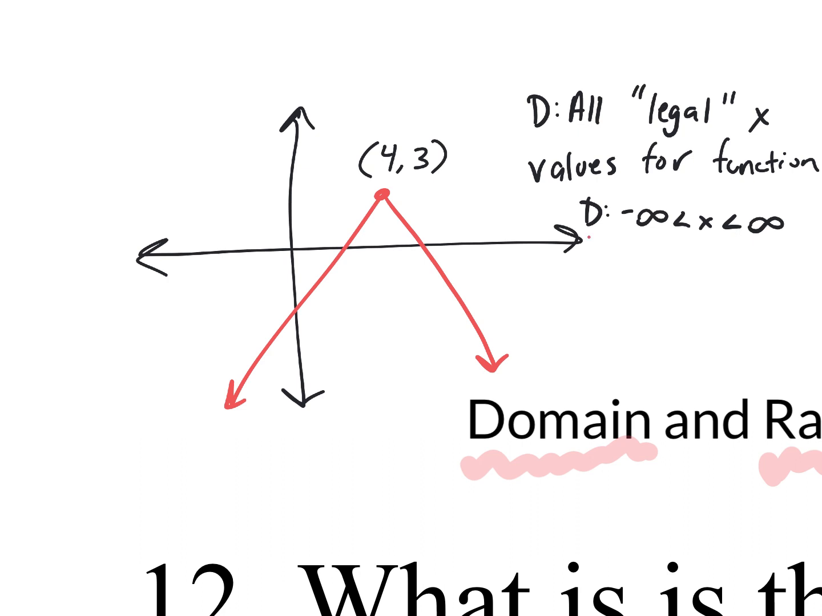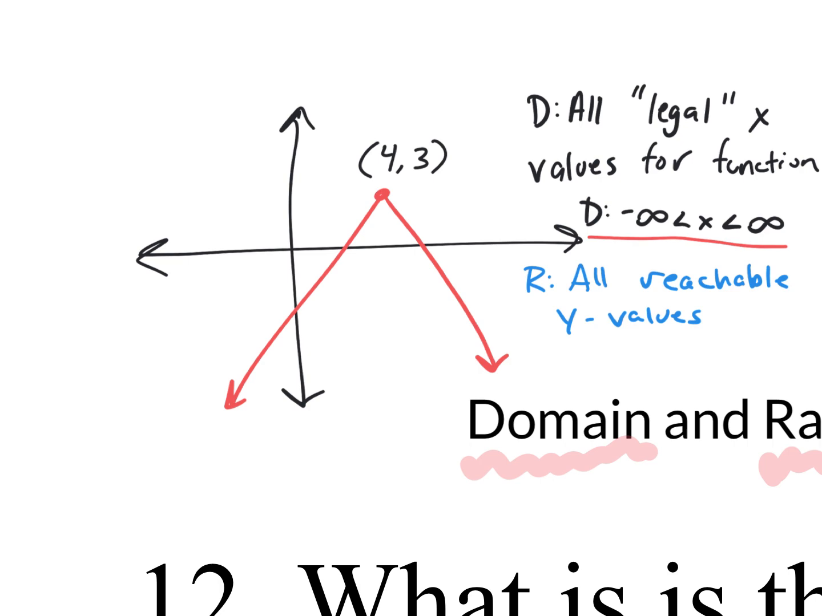This answer here is telling us the possible x values for this function are any values that are greater than negative infinity and less than positive infinity, right? That's what we're talking about with domain. With range, we are looking for all reachable y values. And what I mean by reachable is that not all y values on this graph are represented.